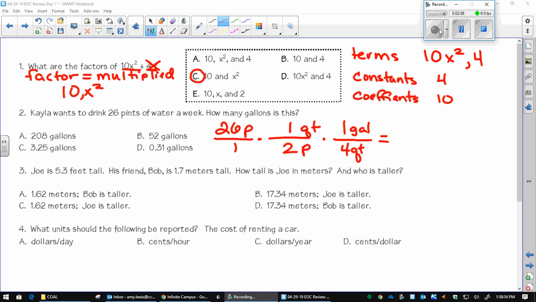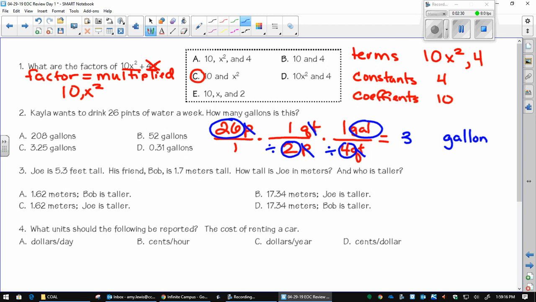So again, the pints cancel, the quarts cancel, and I'm left with the unit gallons, which is what I want. And of course, this is 26 divided by 2 divided by 4. What we end up with is 3.25 gallons. Let's see, that's answer C.